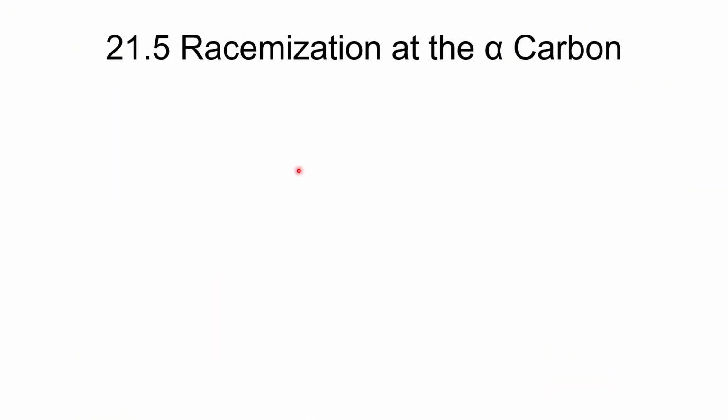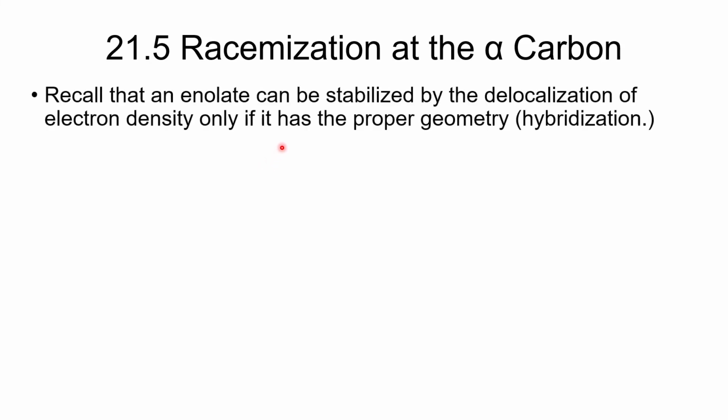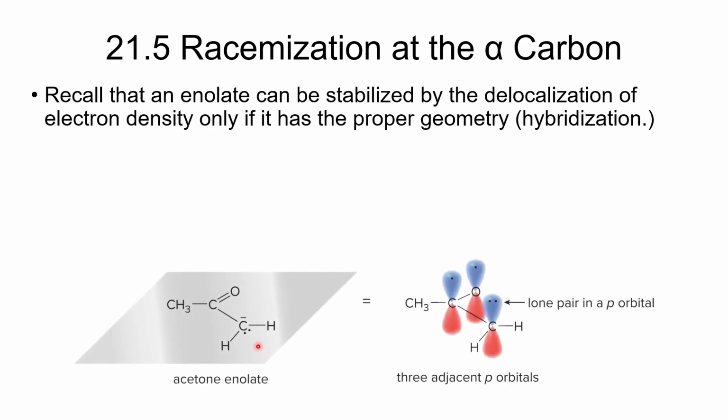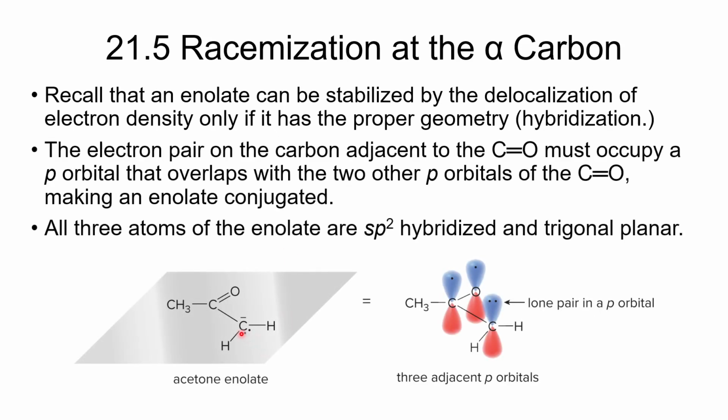Okay, so let's look at this next thing. We're going to look at racemization of the alpha carbon. We've talked about racemization an awful lot, and that's because it's important when we're dealing with stereochemistry to pay attention to when we are going to get racemization. Well, if we have a stereogenic center where we deprotonate, when we deprotonate that stereogenic center, we're going to create an sp2 hybridized carbon.